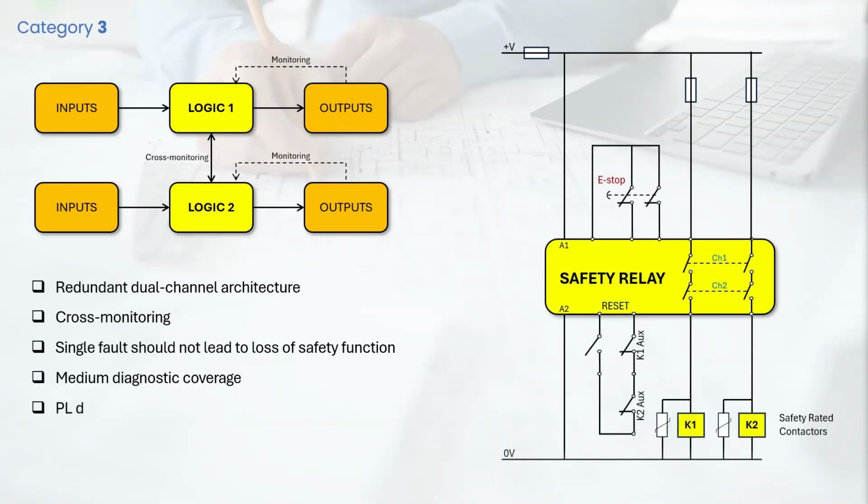This is a practical example of a Category 3 SRCS implementation, showing a dual-channel e-stop wiring. Here we have two independent signal paths from the e-stop push button feeding two independent input channels on the safety relay. If one channel opens due to a wiring fault or contact failure, the safety relay detects the discrepancy and either maintains a safe state or flags a fault depending on the relay's monitoring implementation.